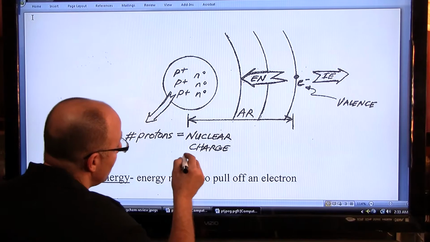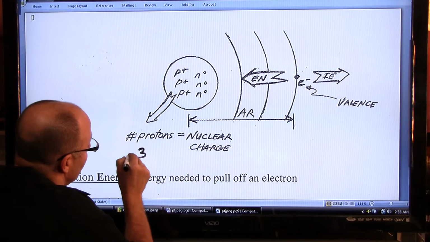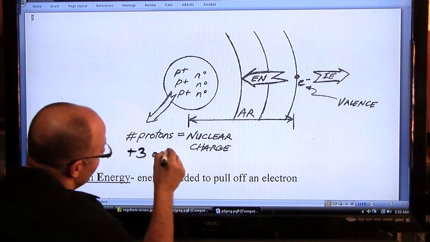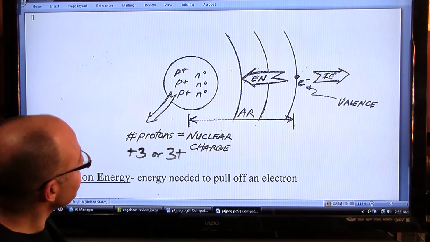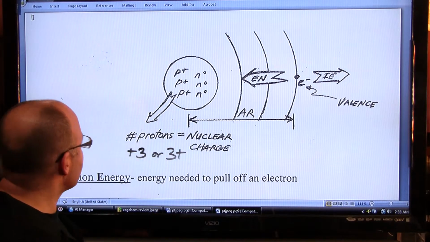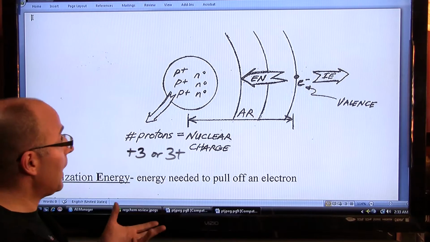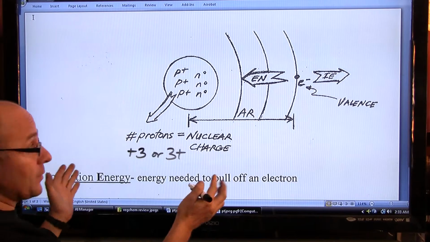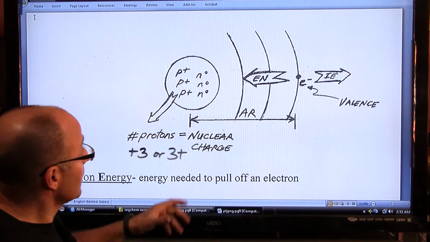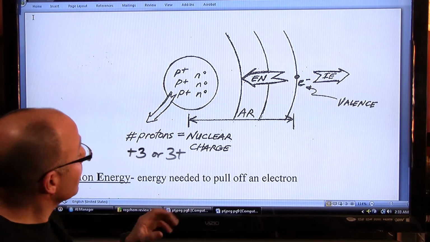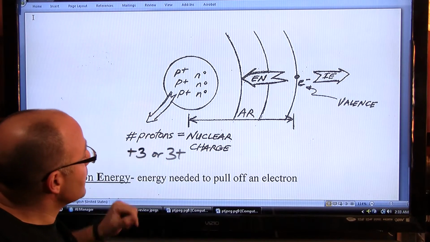We have a nuclear charge of +3, or 3 positives. Nuclear charge is the charge of the nucleus, and it's always positive. The overall atom, if it's neutral, would be 0 because protons and electrons cancel, but the nucleus is positively charged.